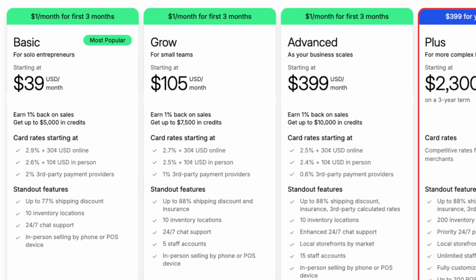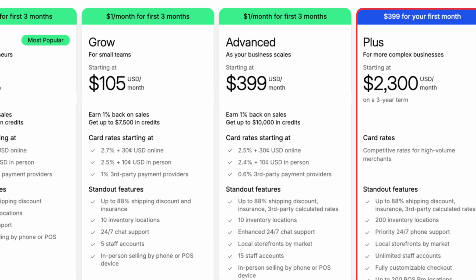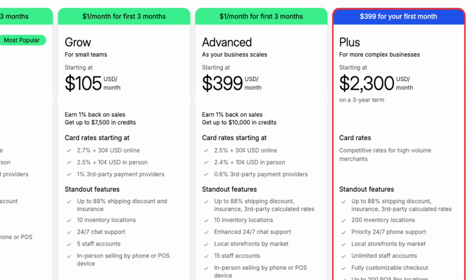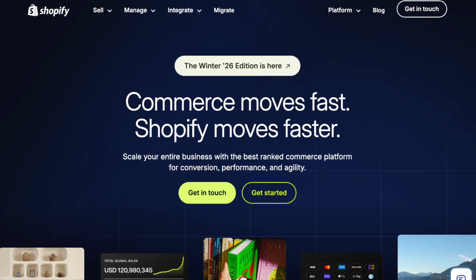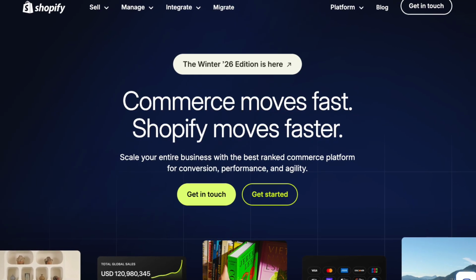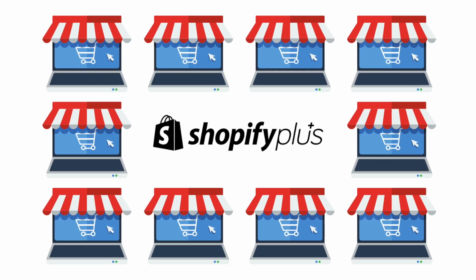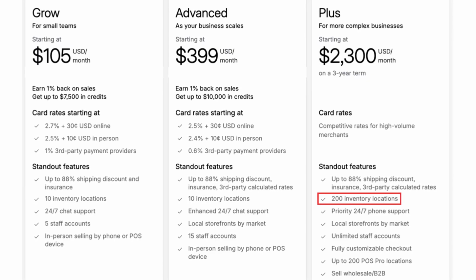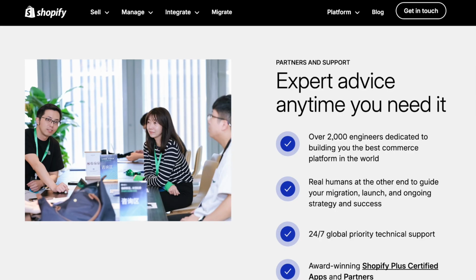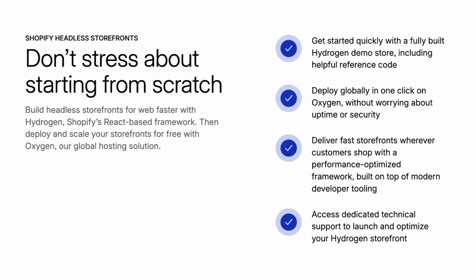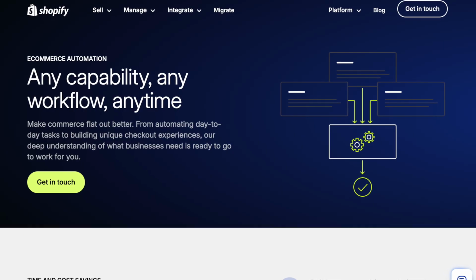Now, if your store becomes a runaway success and you end up needing truly enterprise-grade functionality, you'll need to consider the Shopify Plus plan. Let's take a look at that. The Shopify Plus plan. Shopify Plus is designed for brands with huge sales volumes, or those that run multiple stores. It gives you the option to run 10 stores from one account, the ability to sell in up to 200 point-of-sale locations, advanced checkout customization tools, dedicated account management and support, extensive access to headless e-commerce tools like Hydrogen, and advanced automation and API capabilities.